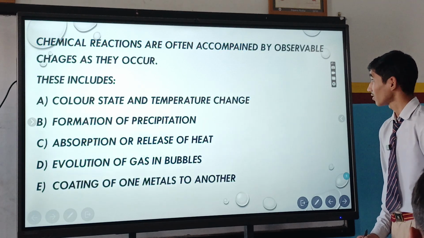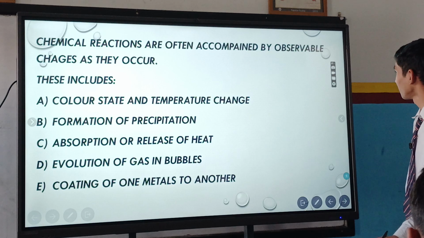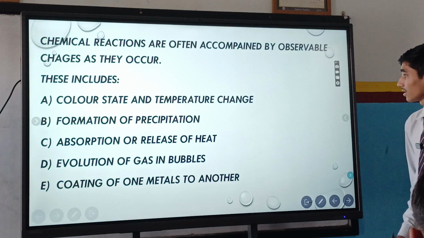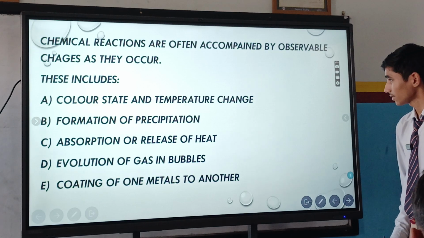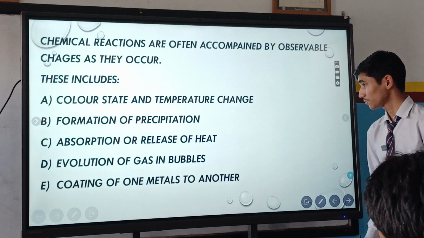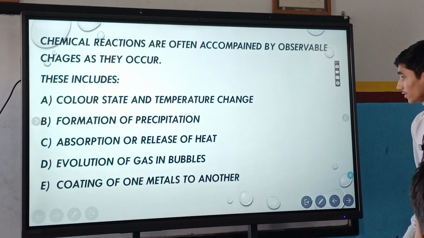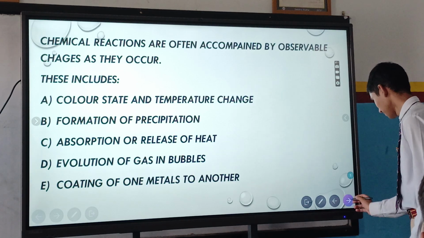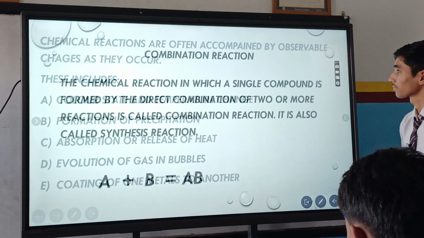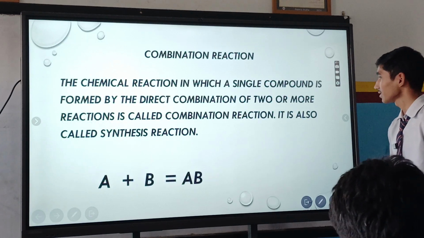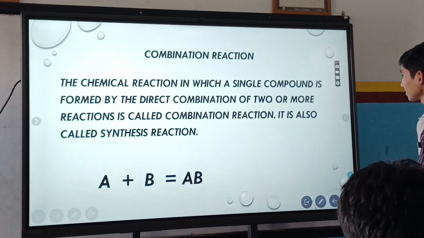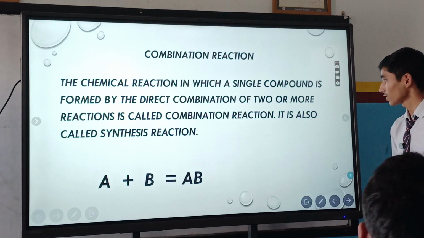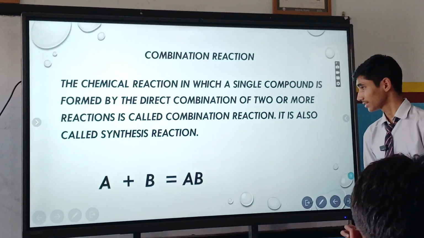Chemical reactions are often accompanied by observable change as they occur. These include color, state, and temperature change, formation of precipitation, absorption or release of heat, evolution of gases in bubbles, coating of one metal on another. Combination reaction: the chemical reaction in which a single compound is formed by the direct combination of two or more reactants is called combination reaction. It is also called synthesis reaction.